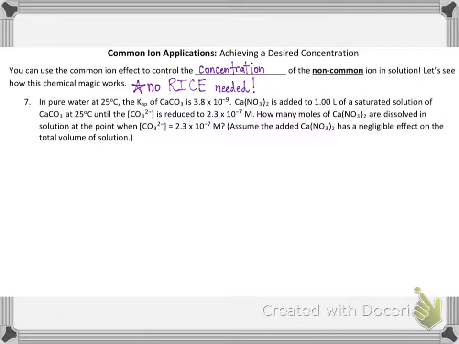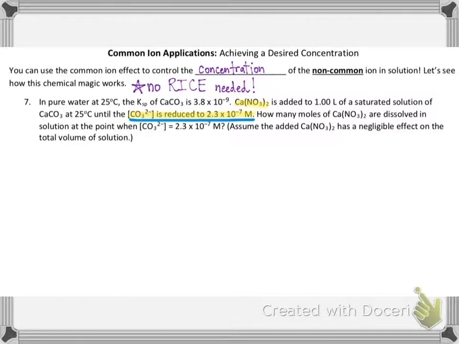So in pure water, the KSP of calcium carbonate is 3.8 times 10 to the negative 9th. We're adding calcium nitrate to 1 liter of a saturated solution of calcium carbonate until the carbonate concentration is reduced to 2.3 times 10 to the negative 7th molar. This is the key. We're basically setting the carbonate ion concentration at this particular value.